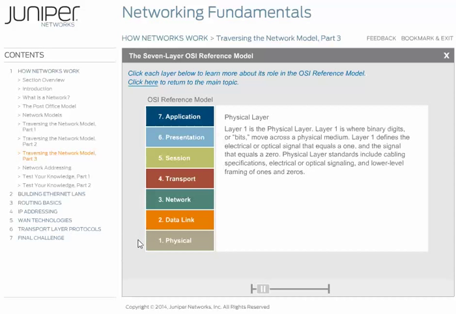Layer 1 is the physical layer. Layer 1 is where binary digits, or bits, move across a physical medium. Layer 1 defines the electrical or optical signal that equals a 1 and the signal that equals a 0. Physical layer standards include cabling specifications, electrical or optical signaling, and lower-level framing of 1s and 0s.